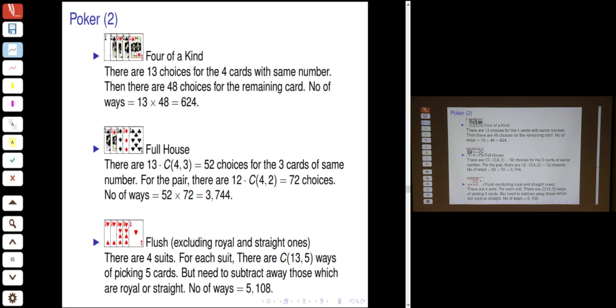So there are 4 suits, right? So you choose the suit first. Now for each suit, there are 13 choose 5 ways of picking 5 cards. But among the 13 choose 5, you include the 2 cases we have considered. So you have to minus them, that's 10 of them for each suit. After you subtract away those you have considered, you get these.